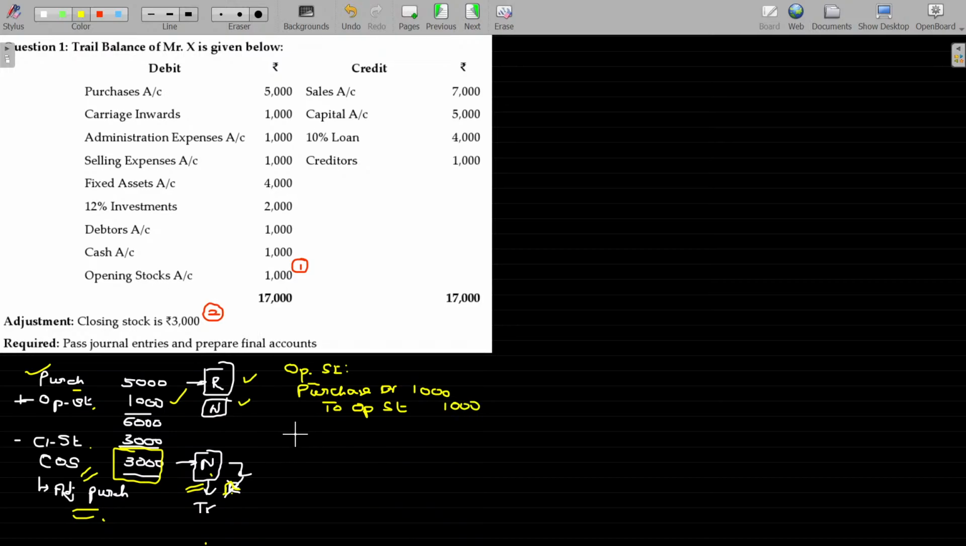For the closing stock, the journal entry being, closing stock is an asset. So you debit the closing stock account. It is going to be adjusted from the purchases. I am going to subtract the purchases. Purchases is a debit balance. To subtract the purchases, I am going to credit it. So, to purchases. By doing so, the closing stock value being 3,000 is posted here.